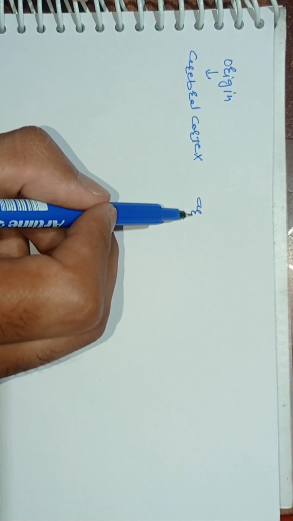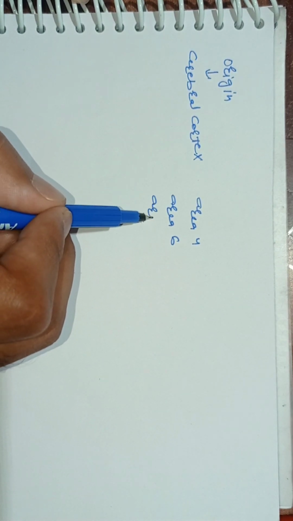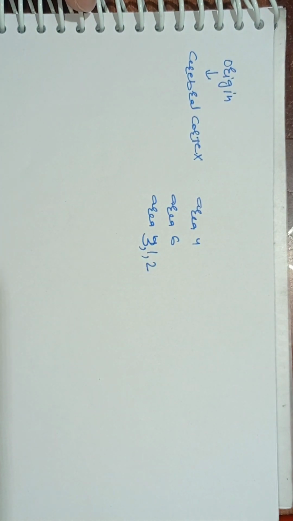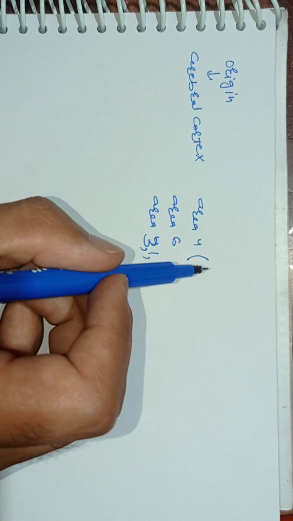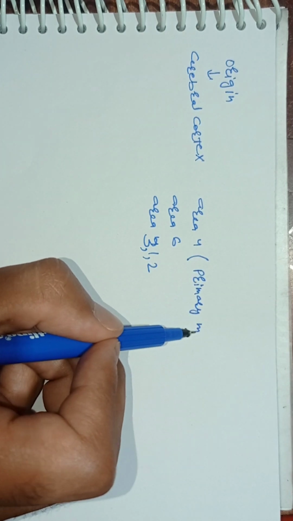The cerebral cortex has many areas. We have divided the cerebral cortex into many areas for our convenience, which we will study in a separate lecture, the lecture on the cerebrum. Among those areas, we have area 4, area 6, and areas 3, 1 and 2. This area 4 is also known as the primary motor area.